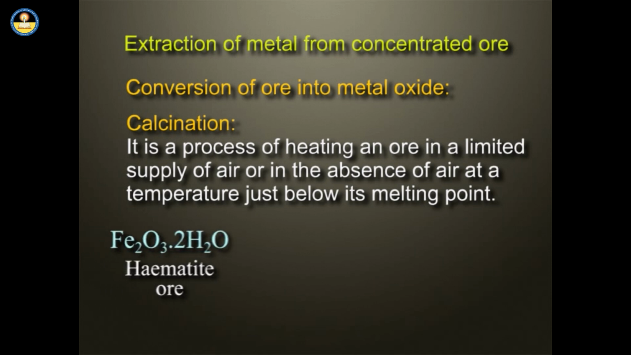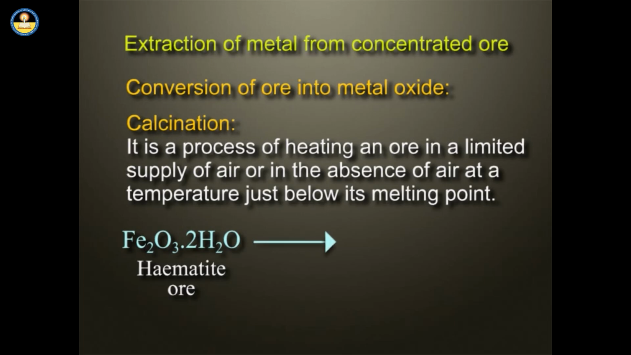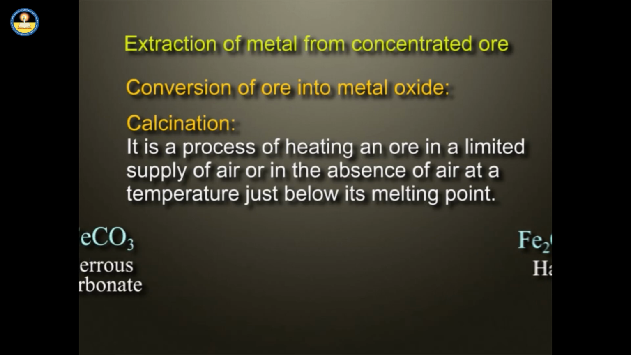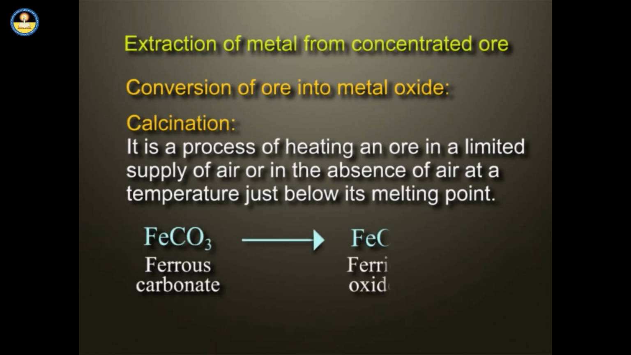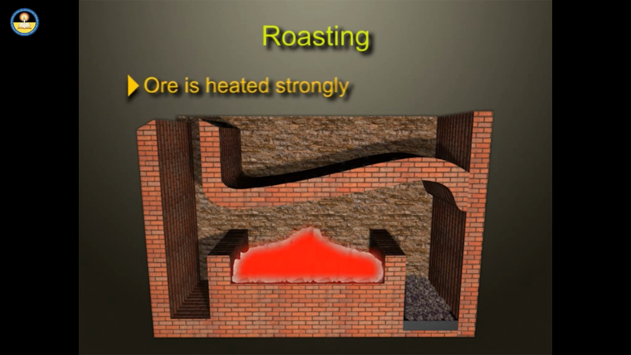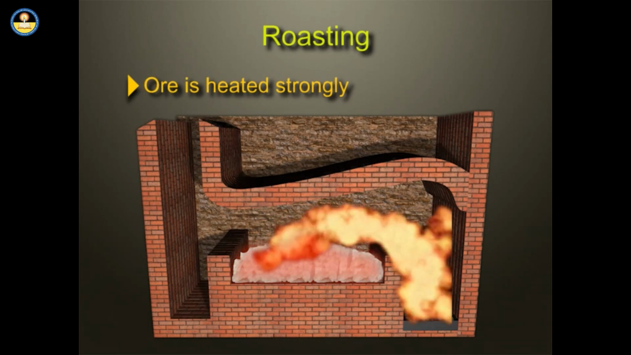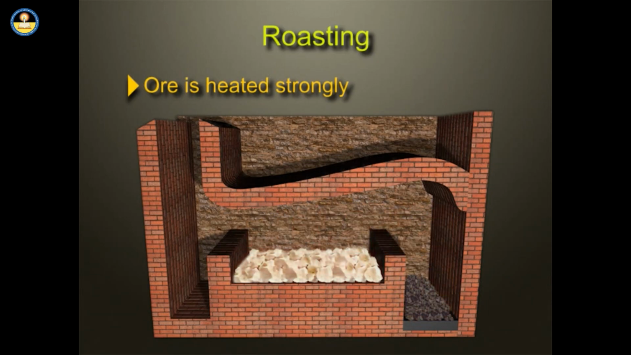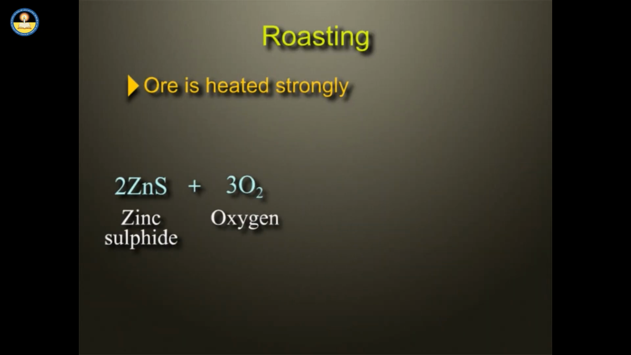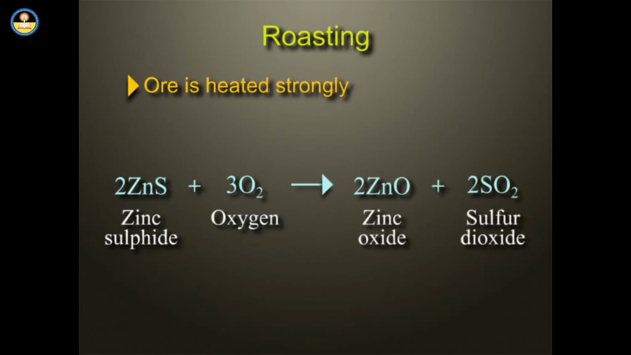For example, when hematite is heated, it is converted into its oxide. When ferrous carbonate is heated, we get ferrous oxide and carbon dioxide. This method is used for hydrated or carbonate ores. Let us now learn about another method, that is roasting. In this process, ore is heated strongly in the presence of air at a temperature below its melting point. On heating strongly, metal sulfide in air is converted into its oxide. For example, when zinc sulfide is heated, it is converted into zinc oxide.